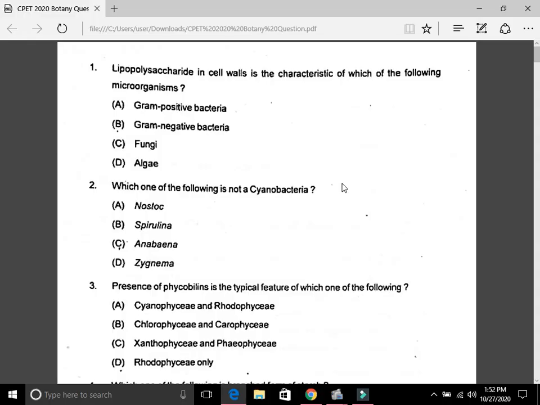Today we are discussing the answers of botany paper of common PG entrance test. I have already uploaded the answer keys of life science, biotechnology, conservation and biodiversity and zoology.